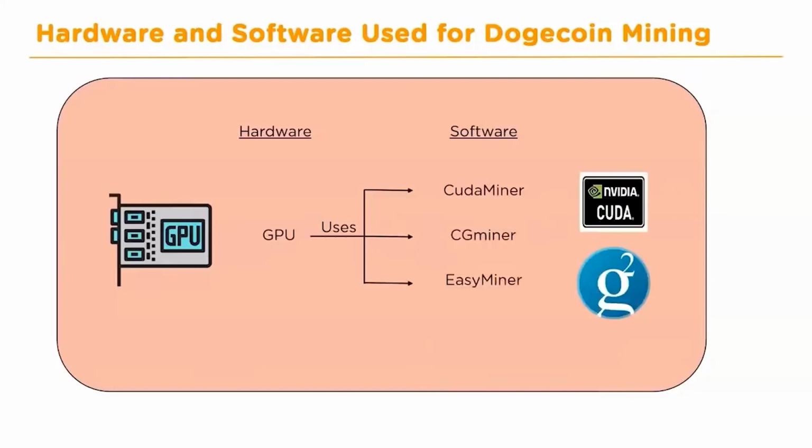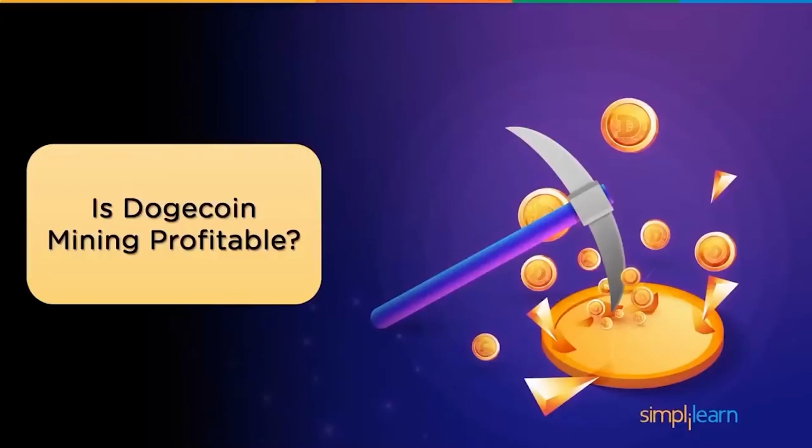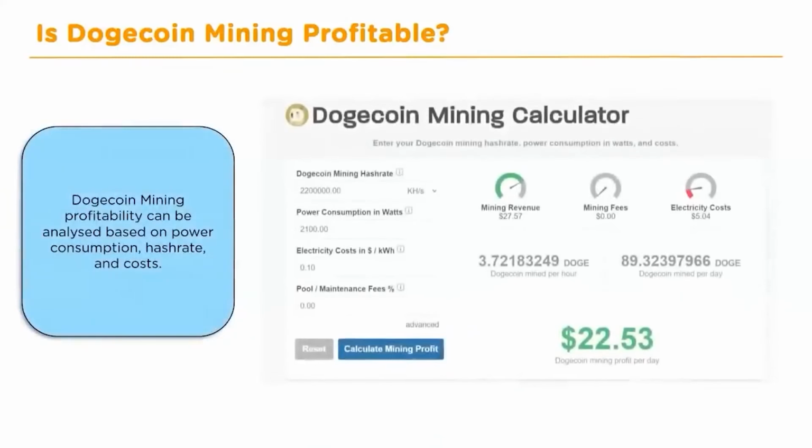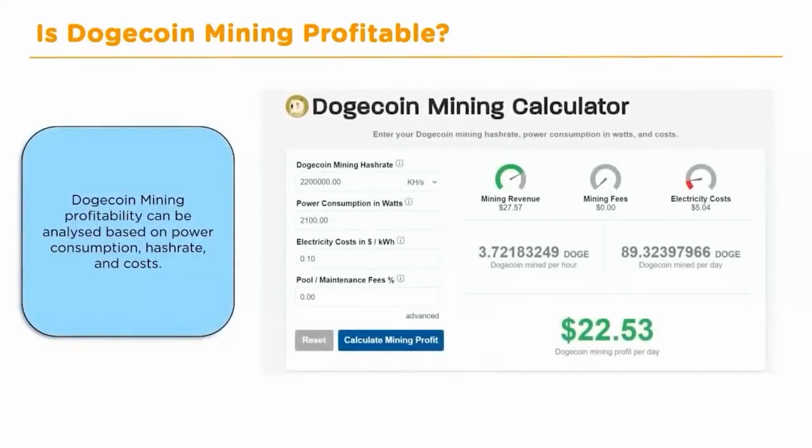This whole concept of Dogecoin mining brings me in front of one question. Is Dogecoin mining profitable? Dogecoin mining profitability can be analyzed based on power consumption, hash rate, and cost. The Dogecoin mining calculator is used to make it simple. In this calculator, the default value for the latest Dogecoin mining hash rate and latest Dogecoin difficulty target is preloaded for better results.